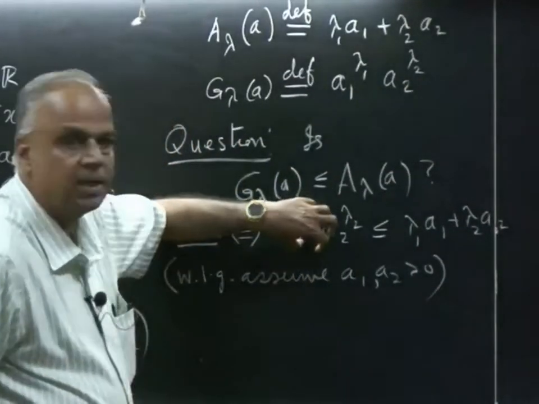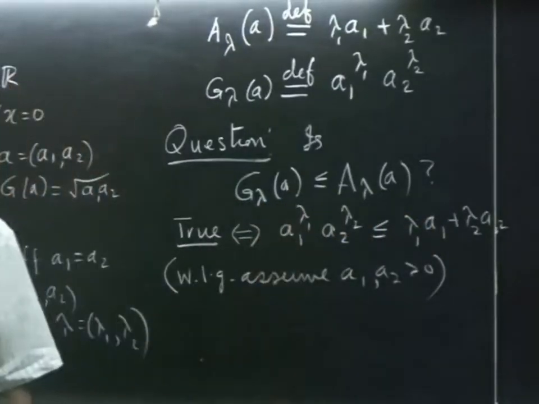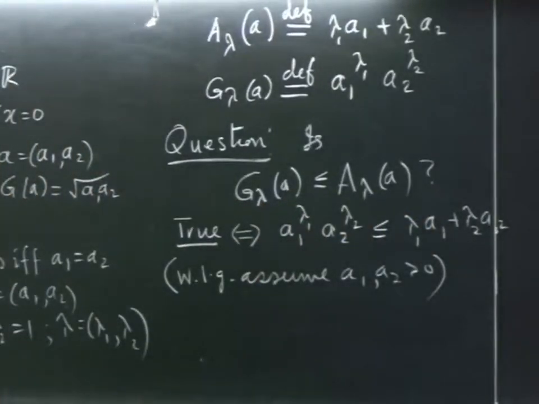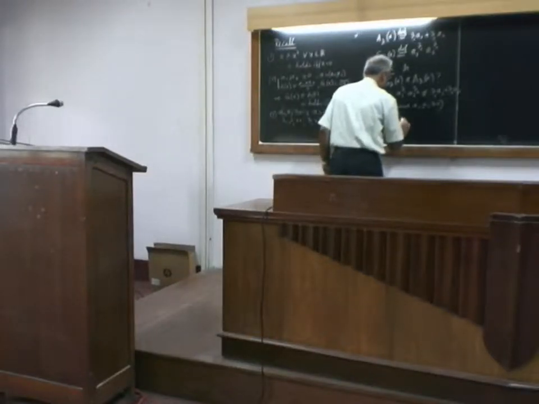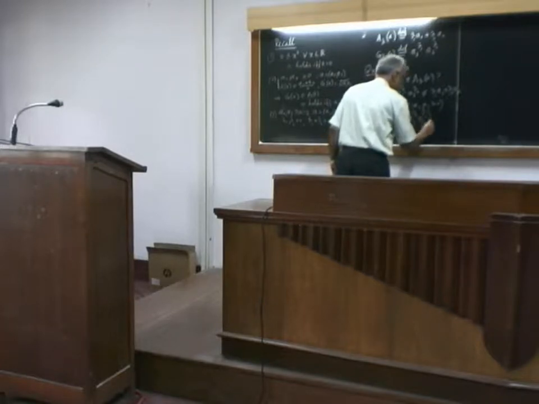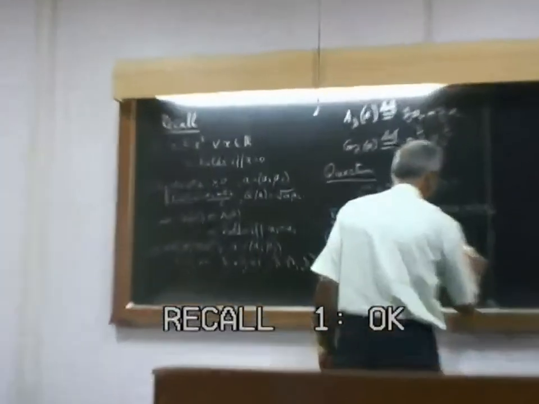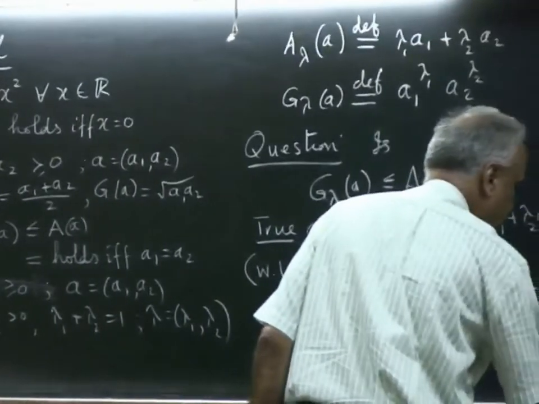Then, this is a real number. That is a real number. So, x is less than or equal to y only if log x is less than or equal to log y, because the log is also a monotone increasing function. So, this is true if and only if log of A1 power lambda 1 A2 power lambda 2 is less than or equal to log of lambda 1 A1 plus lambda 2 A2.